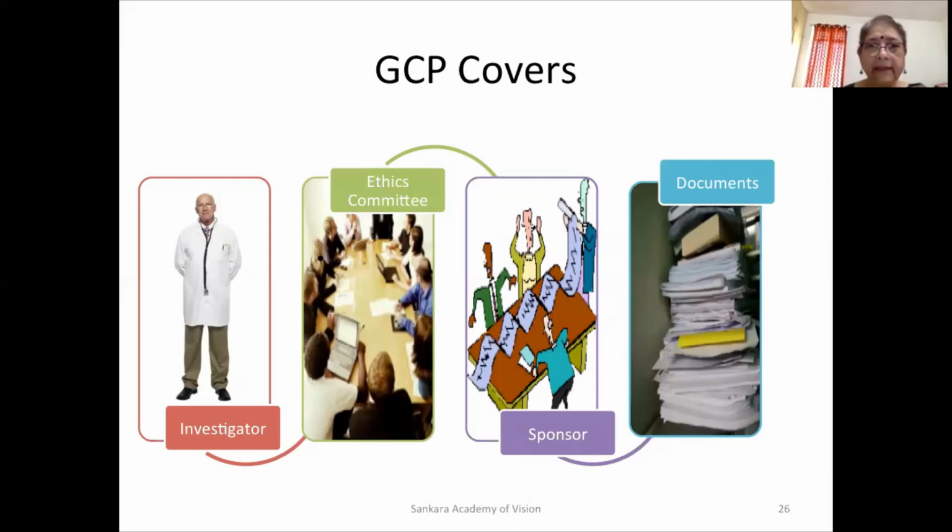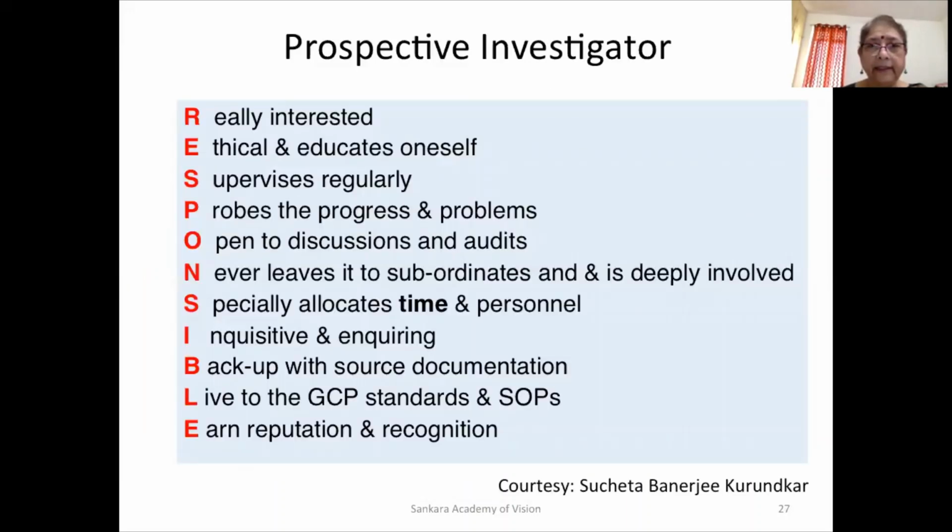And then what are the qualities that an investigator should have? So, responsible, the mnemonic. You can see that the investigator should be really interested, should be ethical in activities, and also should educate oneself, must supervise regularly, should probe the progress and problems, should be open to discussions and audits, never leaves it to subordinates, and is deeply involved in the conduct of the trial, especially allocates time and personnel. That's very, very important when it comes to the investigator's role.